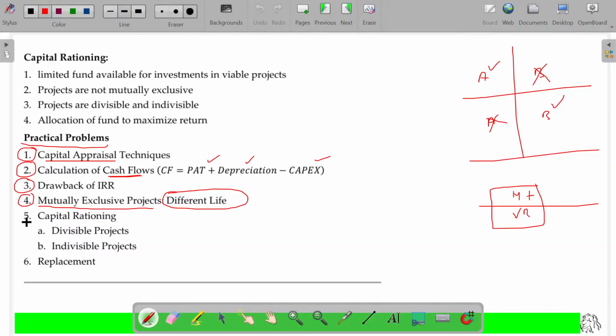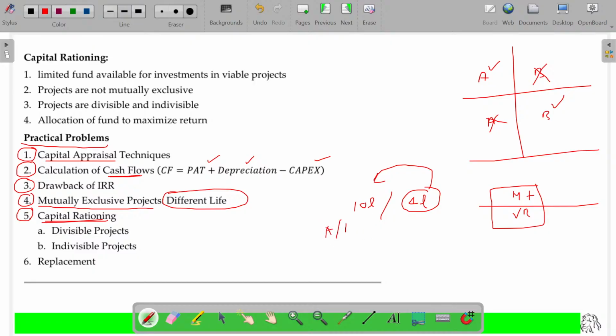Another type of practical problem, the fifth one: capital rationing. Capital rationing is nothing but where the amount available for investing is limited. We have multiple projects, and all the projects could be chosen based on available funds. All the projects require around 10 lakhs, but you have only 4 lakhs. Now the problem is how can you wisely invest this 4 lakhs in the available projects?